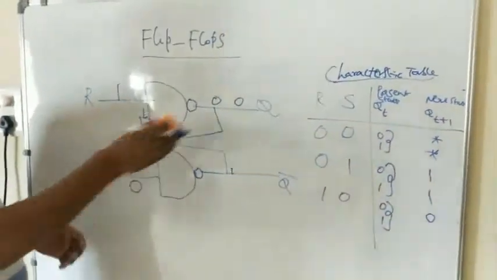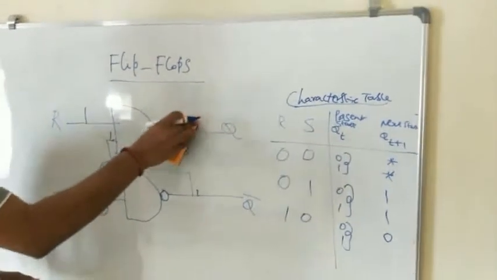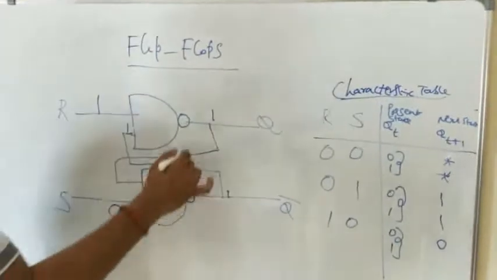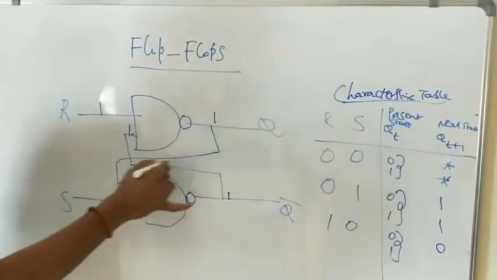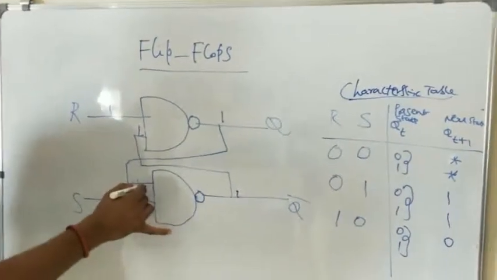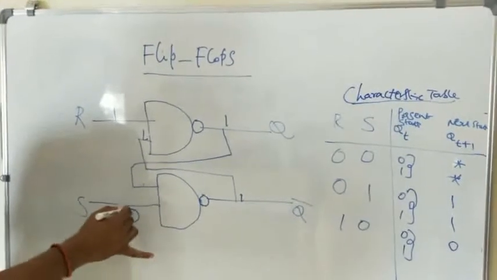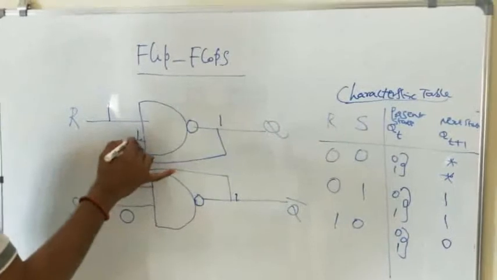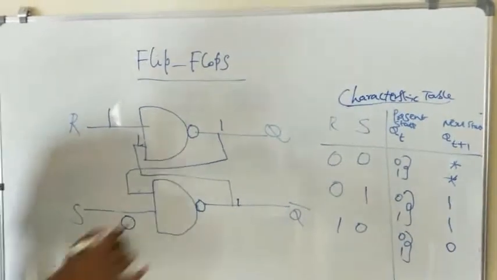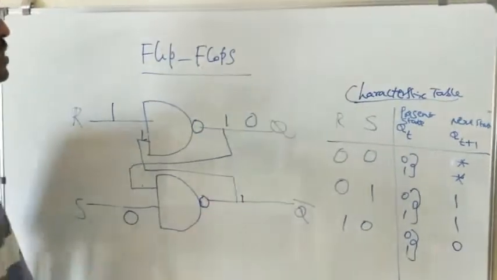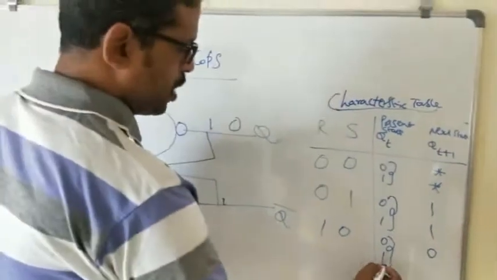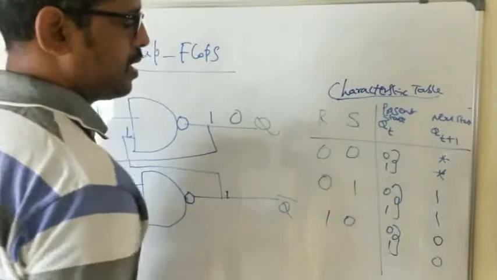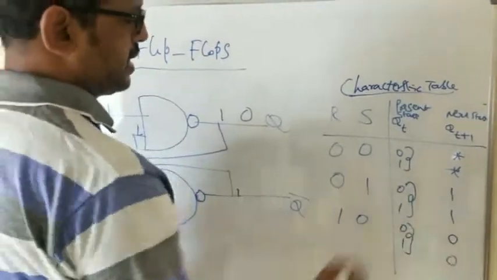Okay. Now we'll assume the present state as 1. What will happen? 1 will be coming as an input to this NAND gate. So if one of the inputs is 0, automatically the output is going to be 1. Then 1 will come here. Both the inputs are 1, so the NAND gate output is once again going to be 0. When the present state is 1, the next state is 0. So this represents the reset state.